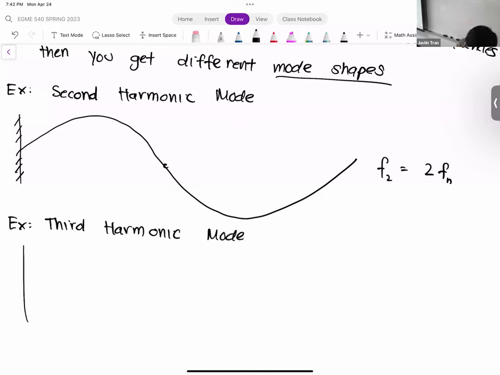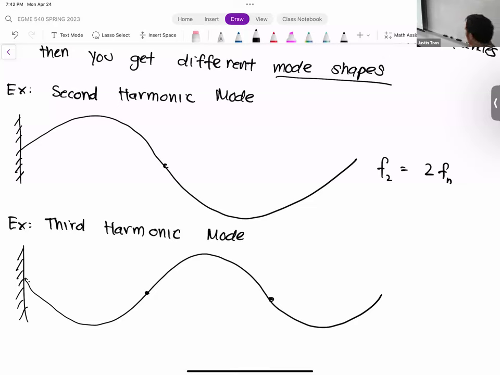One more. I'll show you what the third harmonic mode looks like, just for illustration purposes. For the third harmonic mode, we have three humps there. The formula for the third harmonic mode is just three times the fundamental frequency. So for a string, finding these higher harmonic modes is pretty easy. You just take the fundamental frequency and multiply it by integer values: 1, 2, 3, 4, 5. For real structures in two or three dimensions, it's a lot more complex. You can't just multiply the fundamental frequency by a number. You're going to have different harmonic frequencies.